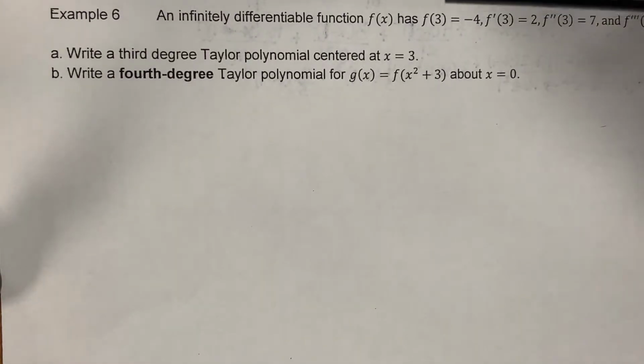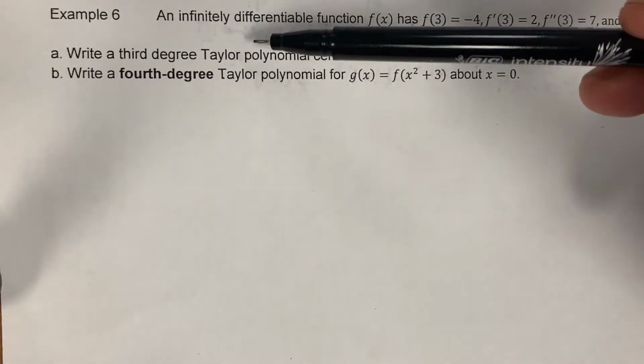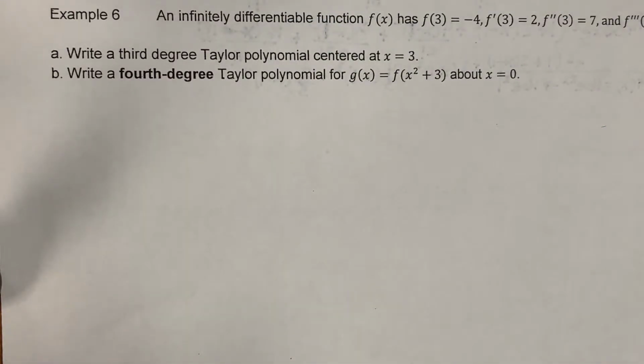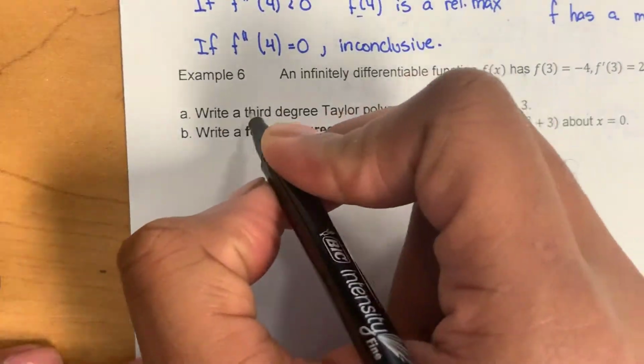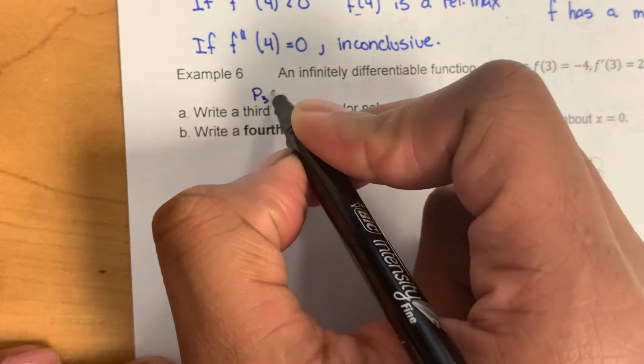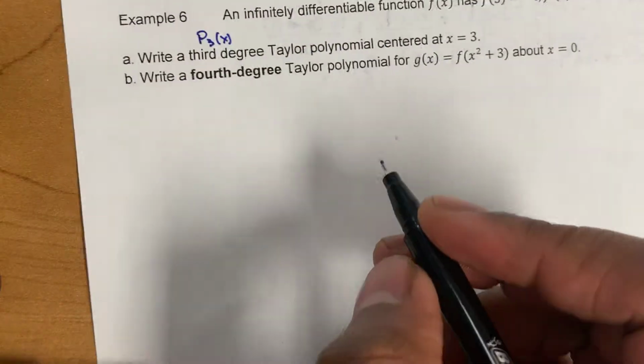So we have this infinitely differentiable function f of x, where f of 3 is -4. The first derivative at 3 is 2, the second derivative at 3 is 7, and the third derivative at 3 is -5. So we're going to write a third degree polynomial centered at x equals 3. So again, let's get comfortable with this notation. Third degree is going to mean that we're doing P3 of x, right?